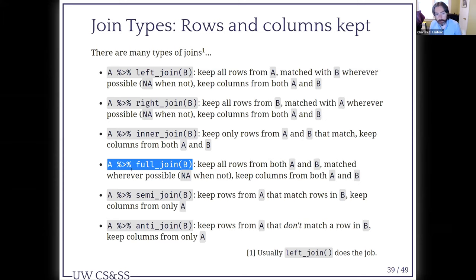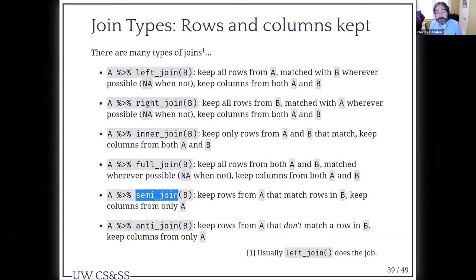And then there's some weird ones. Semi-join will keep all the rows from A that match the rows in B, but doesn't actually take any columns from B. This is basically a way to do a merge-style filter of your data. And then anti-join keeps only the rows from A not found in B. This is a way to get rid of duplicate records between two tables.